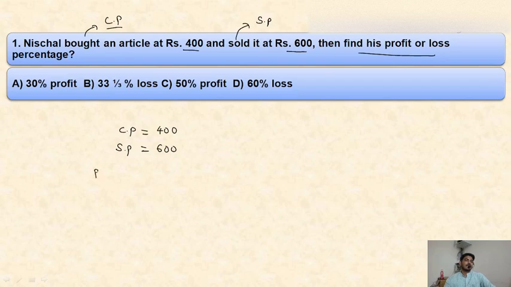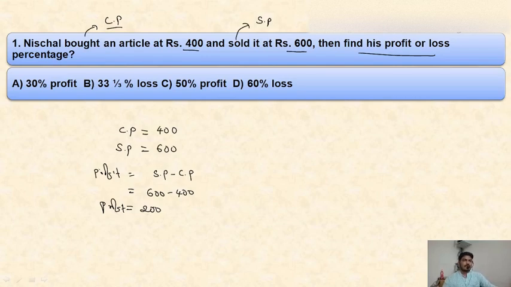What is the profit formula? We know profit is equal to selling price minus cost price. So that will be equal to 600 minus 400, which is equal to 200. So the profit we are getting here is 200.